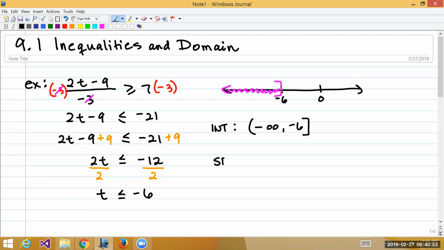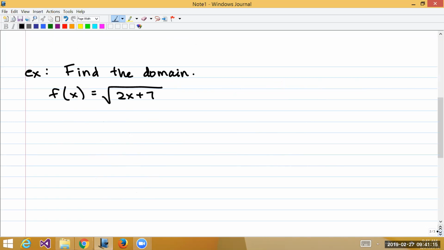And set builder notation, remember you always have your staple pieces: open curly bracket, the variable in question, which in this case is t, that vertical bar which represents such that, and then your inequality statement. So the set of all t values such that t is less than or equal to -6. Okay, let's do another example.